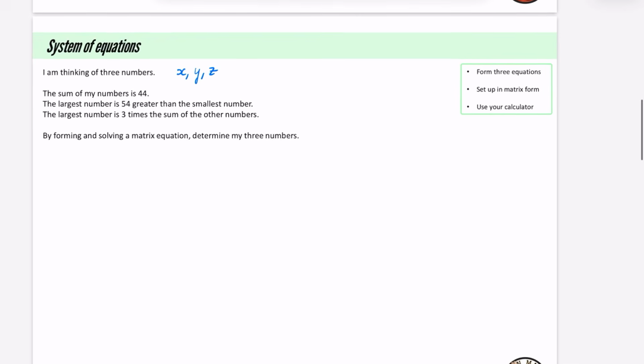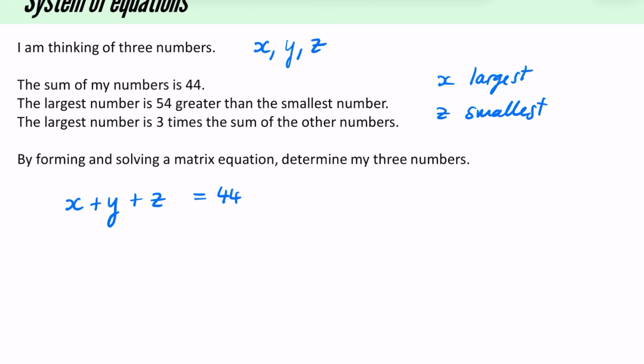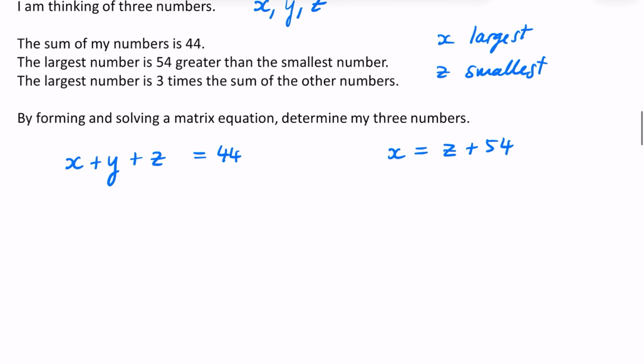Right, so I'm going to form 3 equations. Let's actually start that one then. The sum of my numbers is 44. Okay. The largest number, let's call the largest number x, and I'm going to call z the smallest. So the largest number is 54 greater than the smallest number. The largest number is the smallest number plus 54. Now to get them in that standard form, I want it to be with like the x's, the y's, and the z's all on one side. So it's just going to be x minus z equals 54. I'll write it over here, x minus z equals 54.